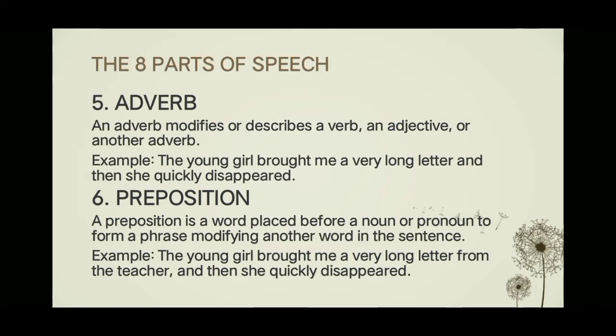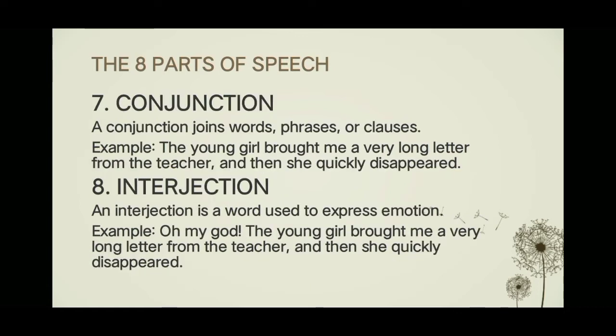The sixth part of speech is the preposition. A preposition is a word placed before a noun or pronoun to form a phrase modifying another word in the sentence. The seventh part of speech is the conjunction. A conjunction joins words, phrases, or clauses, and the last is the interjection. An interjection is a word used to express strong emotion.